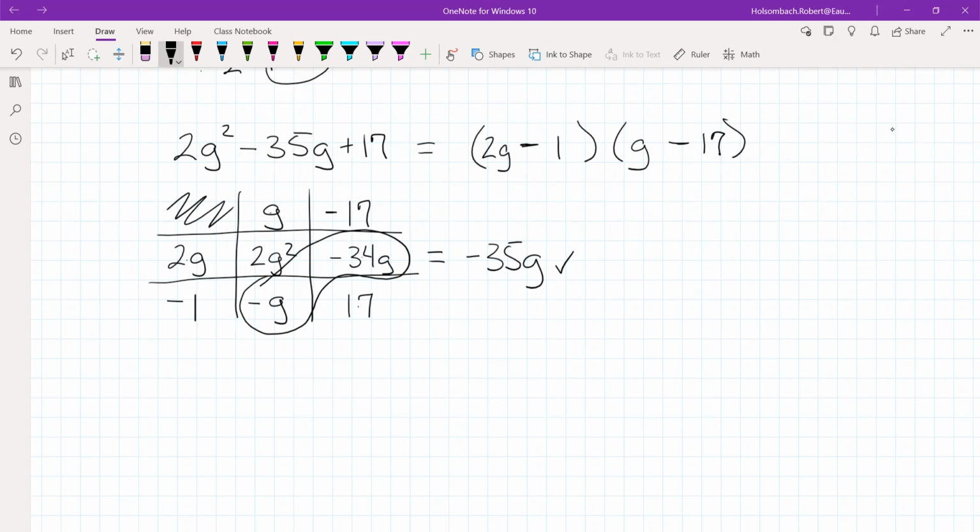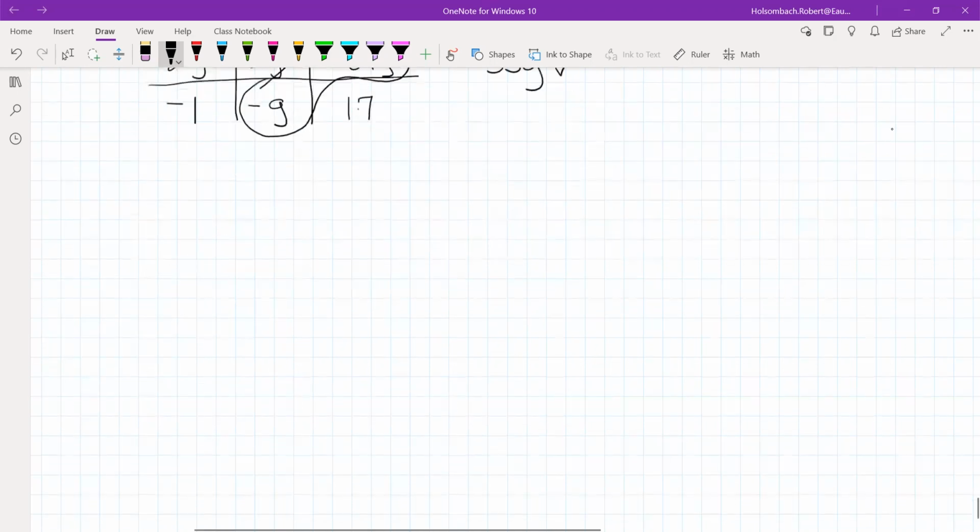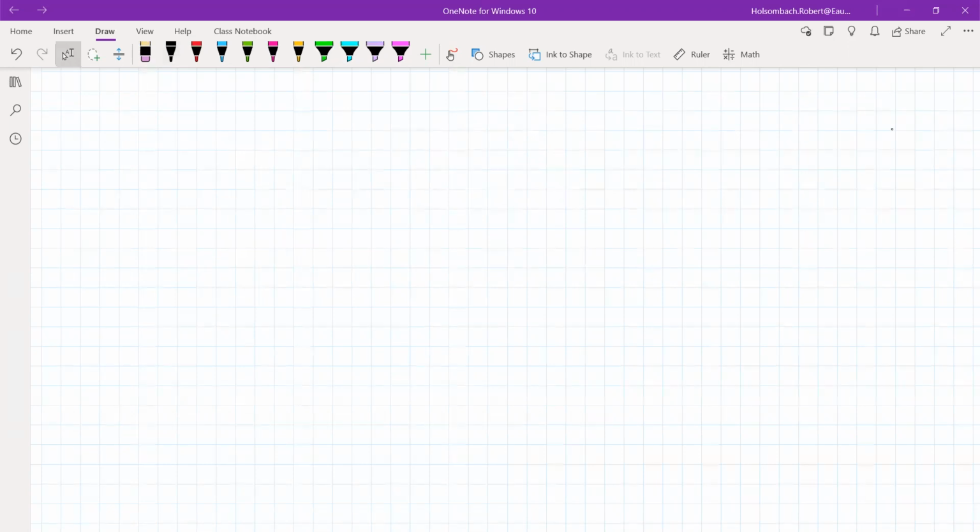All right, so I need to show you two more examples of factoring when C is negative.